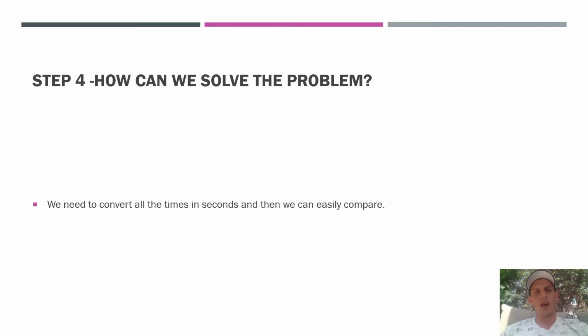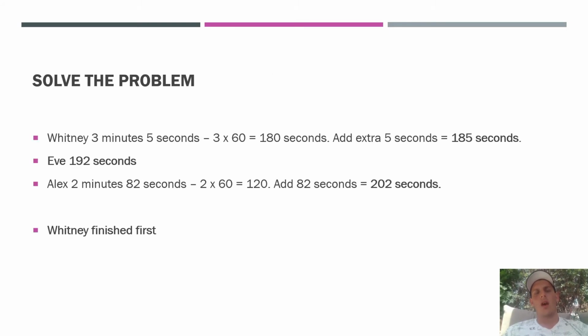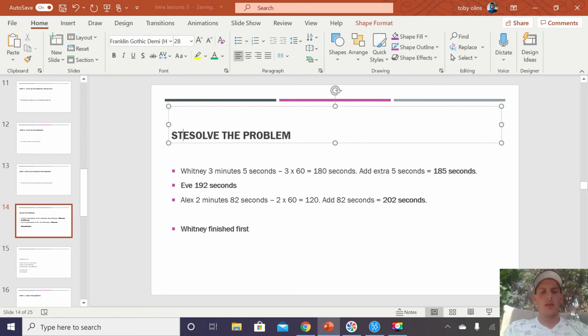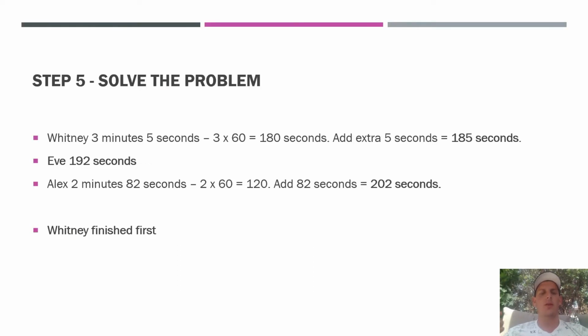Right, so step 4, how can we solve the problem? We can solve the problem by converting all the times into seconds, okay? And then step 5 is to solve the problem. Okay, so Whitney takes 3 minutes and 5 seconds. Each minute is 60 seconds. So we've got 3 minutes, it'll be 3 times 60. So we've got 180 seconds. And then we've also got the 5 seconds, so we're going to add the 5 seconds on. So we have 185 seconds. So Whitney finished the race in 185 seconds.